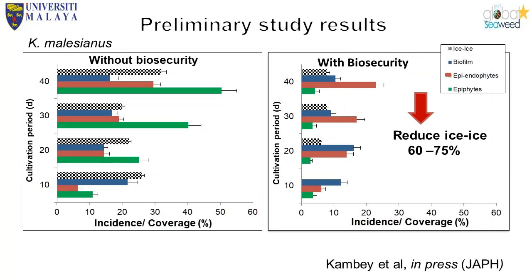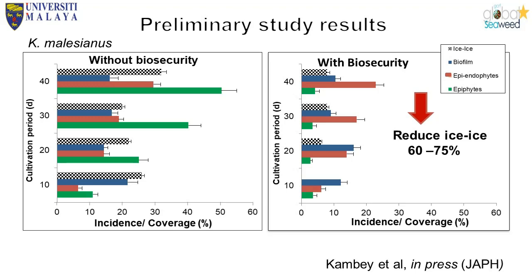These two graphs show that Kappaphycus malesianus in the biosecurity farm has a reduction in ice incidence of about 60 to 75% during measurement compared to the seaweed farm without biosecurity measures, and the ice incident rate is shown by the black and white bars in both graphs. The epiendophyte coverage in both farms increased with increasing cultivation period, because the pest cannot be removed easily from the seaweed thallus. The epiendophyte coverage is shown by the red bar in both graphs.